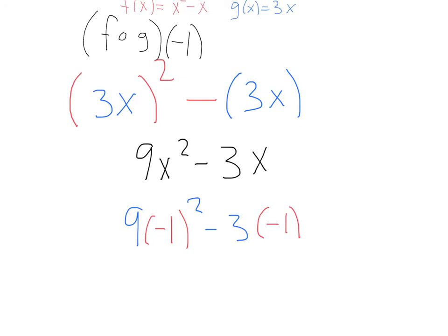And then I can simplify this, right? So here I have negative 1 squared is positive 1. It's going to leave me with a 9 minus 3 times negative 1 is plus 3. And we're going to get an overall answer of 9 plus 3, which is 12. So f of g of negative 1 is 12. Whenever you have a composite function without a variable with a number, it's the same exact process except at the end you're plugging that number in.